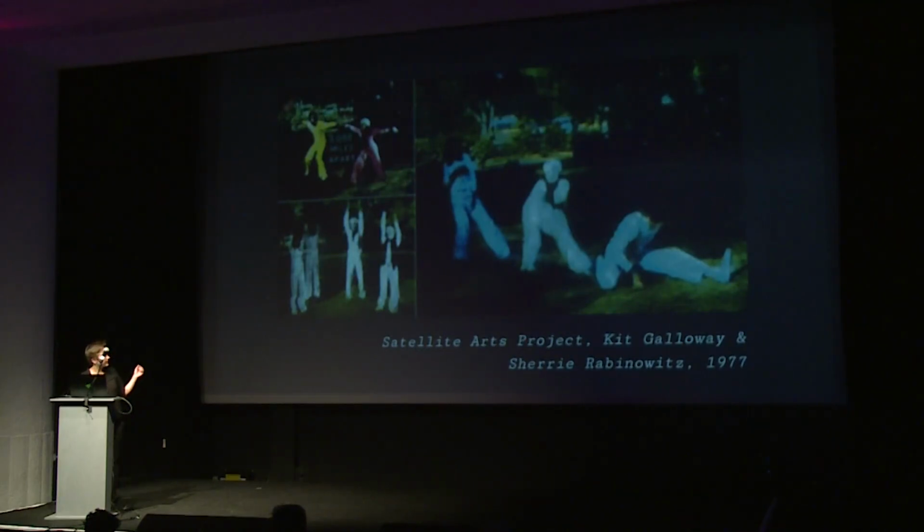So a big inspiration for this investigation is this project called the Satellite Arts Project by Kit Galloway and Sherrie Rabinowitz in 1977. They were at Caltech, and they got access to a satellite in which they could send live video streams between two different places. They also did a project called Hole in Space in public space in New York and LA, where they just sent video between two places. And this was really exciting to them because this was kind of the first time anyone had seen this in this way. There wasn't Hangouts, there wasn't Skype, where you could just video chat with someone. And so with both this project and Hole in Space, just seeing a live video of somewhere else in real time was kind of mind-blowing.